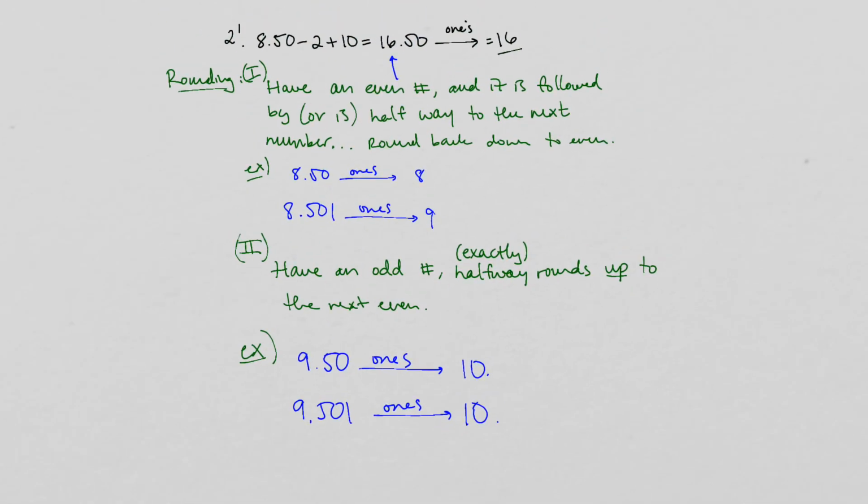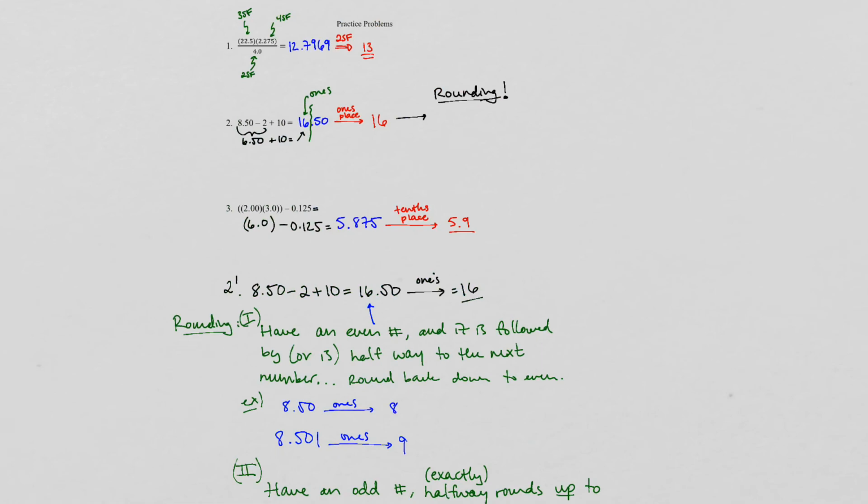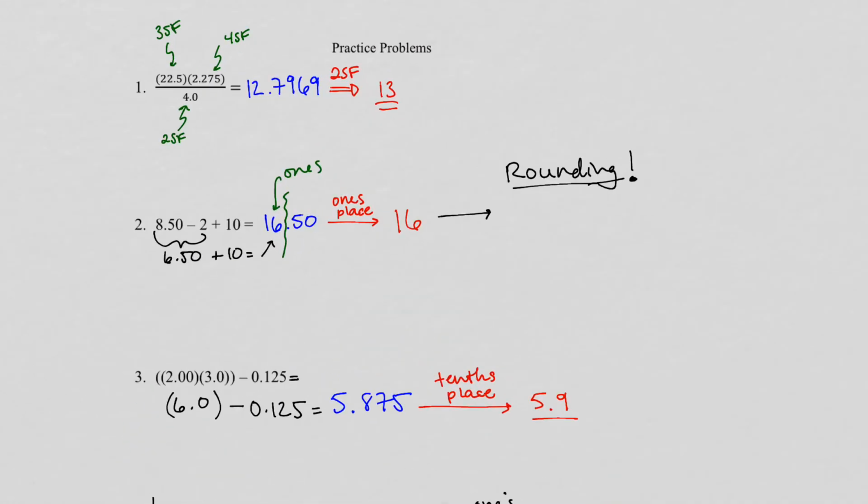So back to the question, and we can erase this because I did it somewhere else on the screen. Back to the question, though, we see that we have an even number. It's exactly halfway between, so it rounds back down to the even. So a little rounding rule right there.